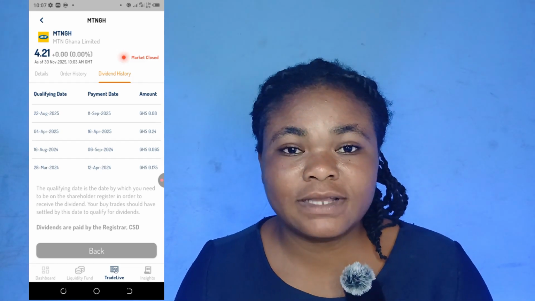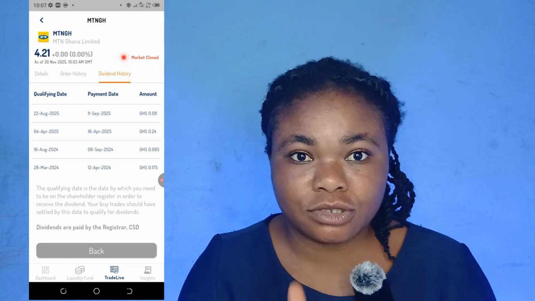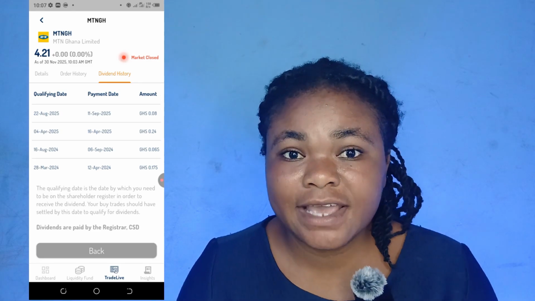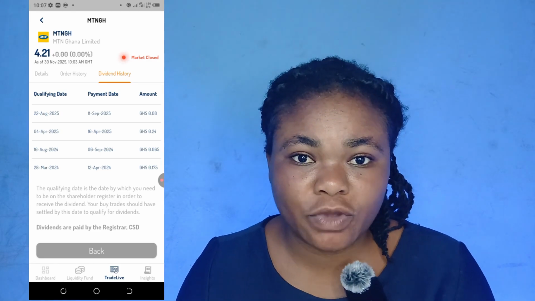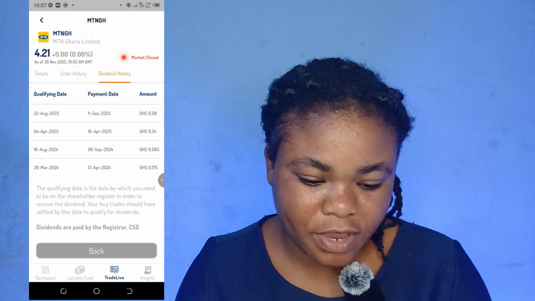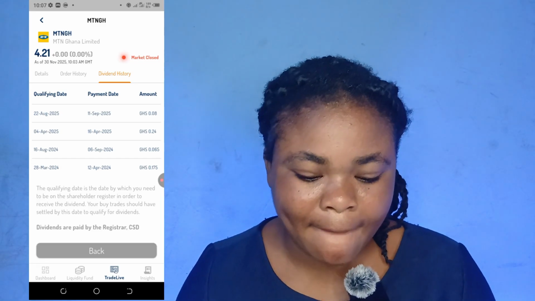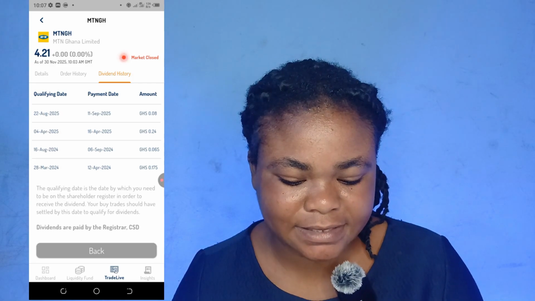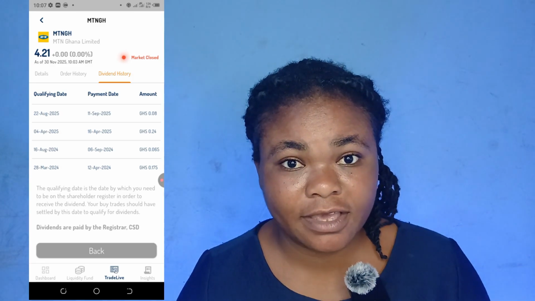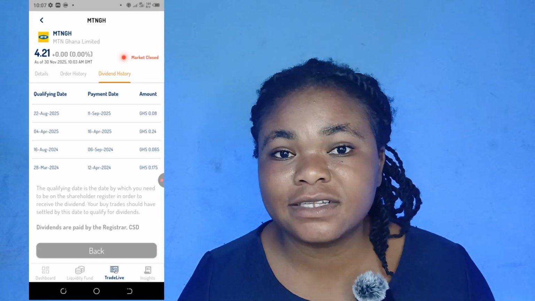But one thing is that when you buy the stock, there is a 20-day interval. When you see on the screen, the qualifying date is 22nd August, but the payment day is 11th September, which is a 20-day interval.